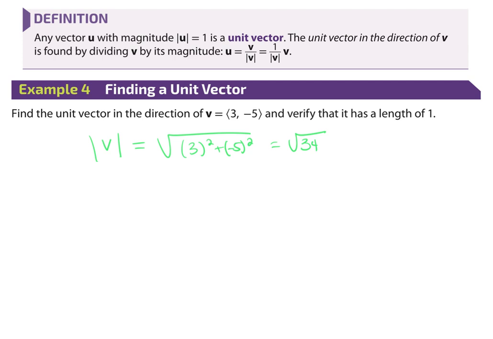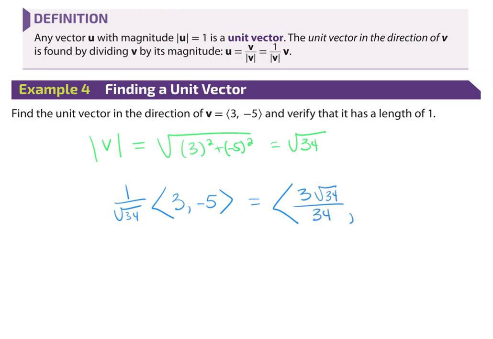And then we want to divide. Division is just multiplying by the inverse, so scalar multiplication. If I take 1 over the square root of 34 and multiply it by that vector, that's the same thing as dividing. And so my unit vector here is going to be 3 over the square root of 34, right? But if we rationalize that, it would look like this.